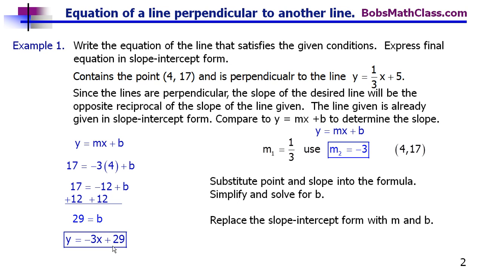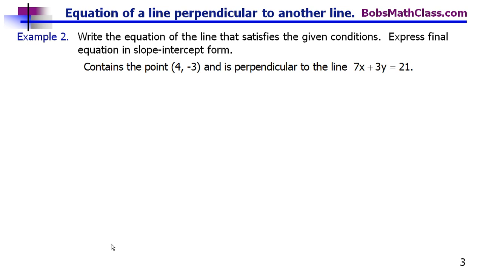Okay, let's do one more. Same directions as last time. This time it contains the point (4, -3) and is perpendicular to the line. Perpendicular: flip it and switch it. Perpendicular to the line 7x + 3y = 21.